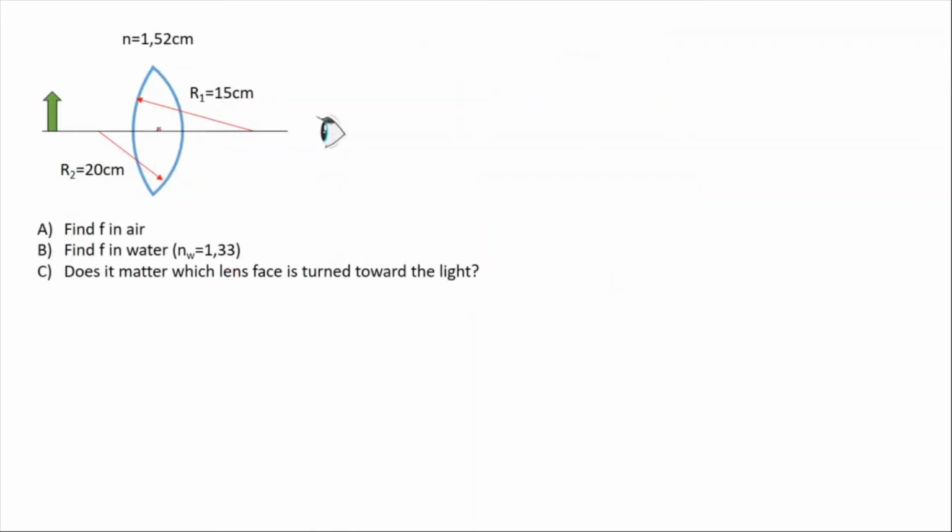In this case, we have a biconvex lens, two different radii of curvature, and the index of refraction is 1.52. Let's start with A. Find f in air. 1 over f, I'm not going to write the formula once more. 1 over f is going to be equal to 1.52 minus 1 over, let's look at this surface. It is a convex surface toward the object. That's why its radius of curvature, as you see, is 15 centimeters. We will write 15 positive.